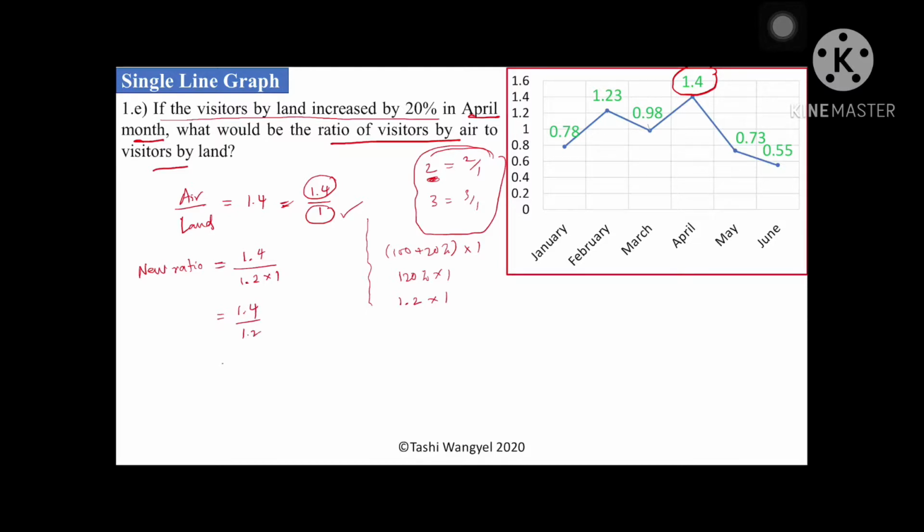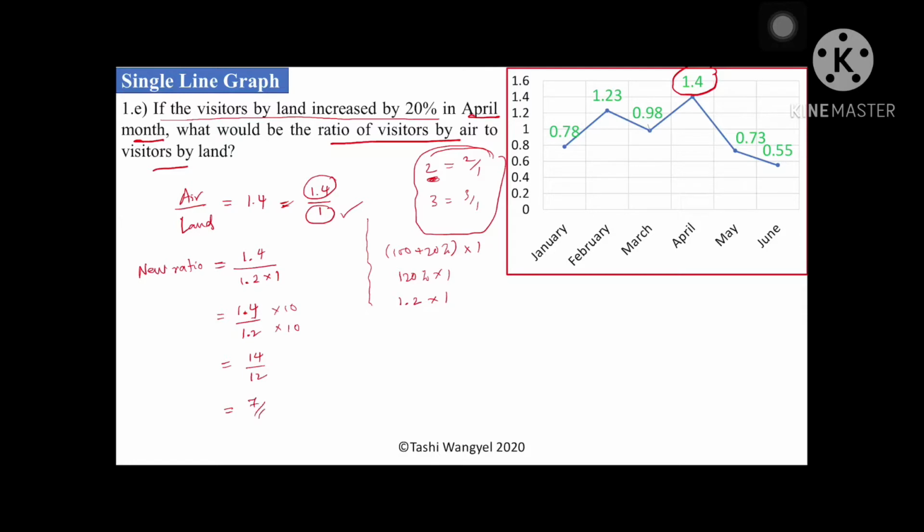So the new ratio is 1.4 over 1.2. To simplify, we can remove the decimals by multiplying the numerator and denominator by the same number, which keeps the ratio equal, according to ratio and proportion. Multiplying by 10 gives 14 by 12.